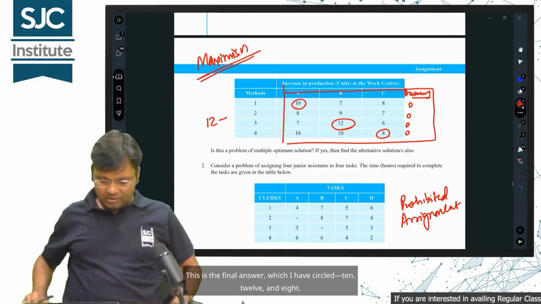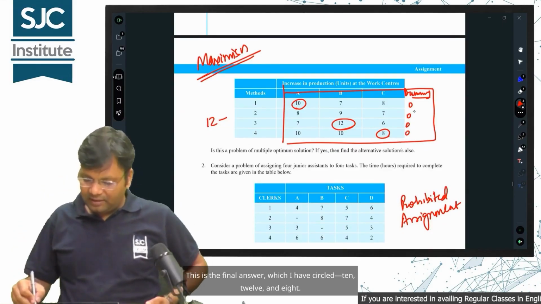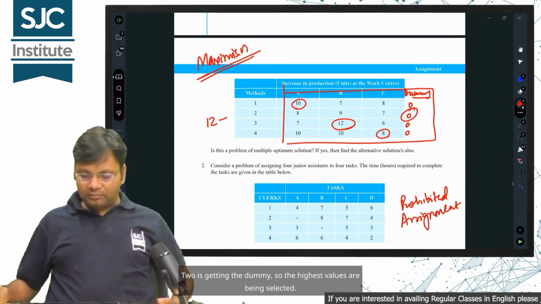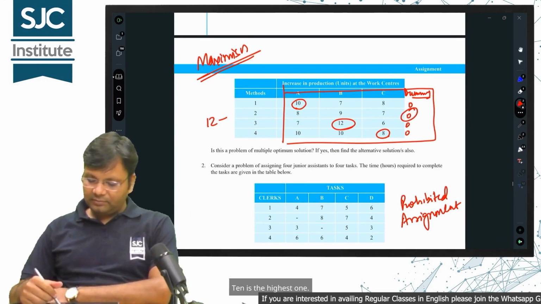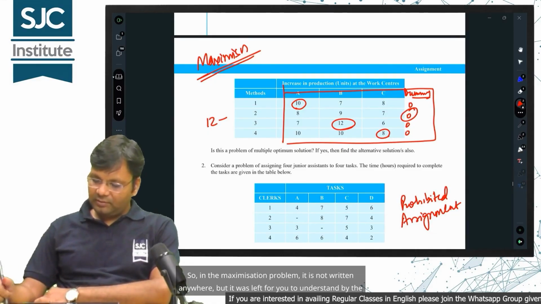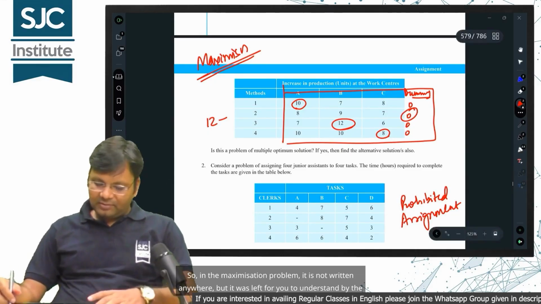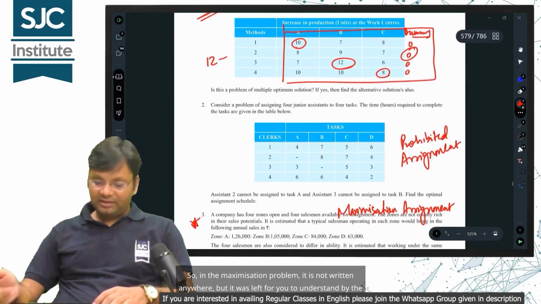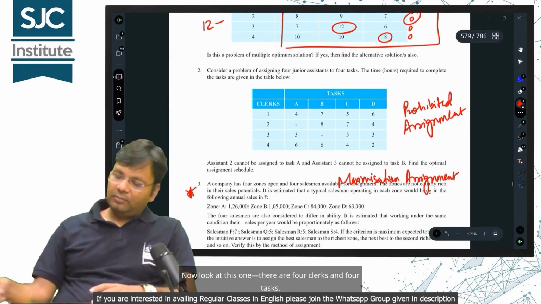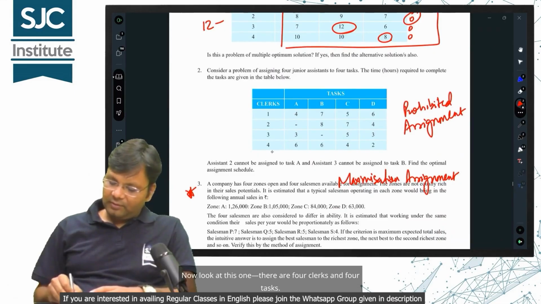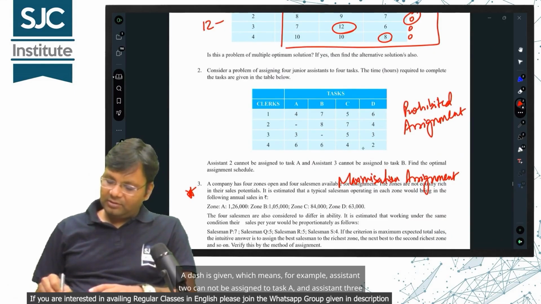This is the final answer, which I have circled: 10, 12 and 8. 2 is getting the dummy, so the highest values are being selected. 10 is the highest one. So, in the maximization problem, it is not written anywhere, but it was left for you to understand by the institute. Now look at this one. There are 4 clerks and 4 tasks.